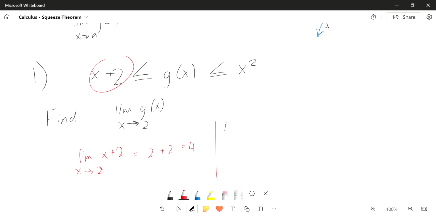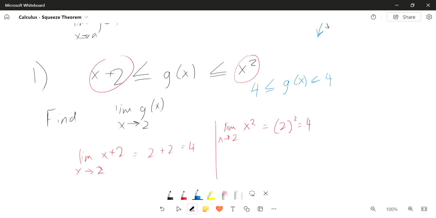And the same with the right hand side. Again, instead of x plus 2, you use x squared, because that's this function over here. And then find the limit of x squared as x approaches 2, which is just 2 squared, which is also equal to 4. So you have 4 is less than or equal to g of x, is less than or equal to 4.